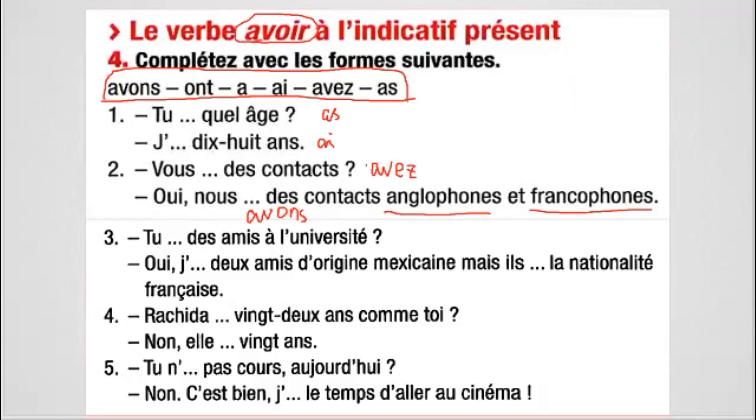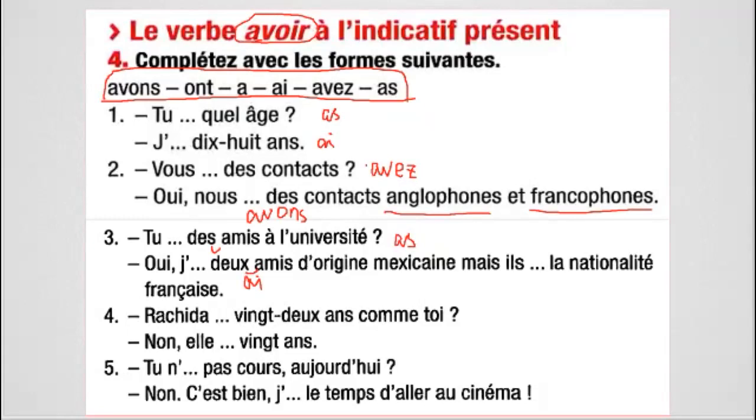Okay, the third question. Tu as des amis à l'université. Liaison. So what does it mean? Do you have any friends at the university? Very good. Second one, the answer. J'ai deux amis. Liaison. Okay. Donc ça, deux amis. Very good.